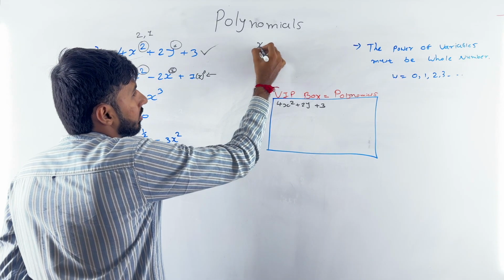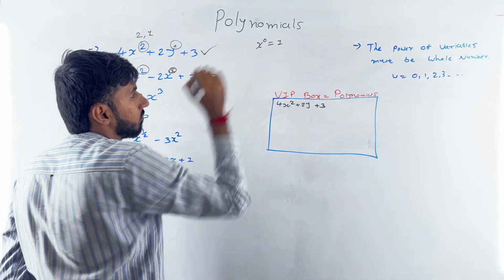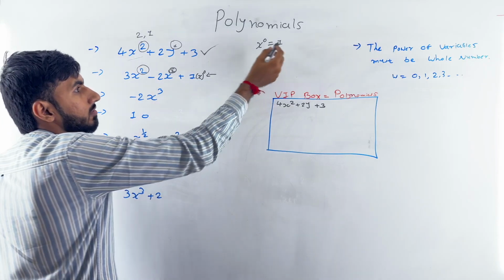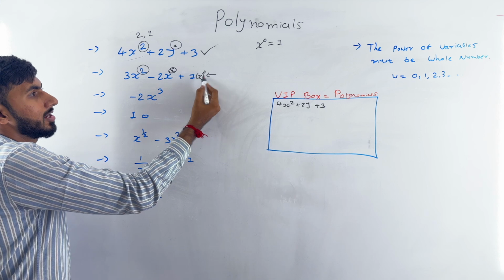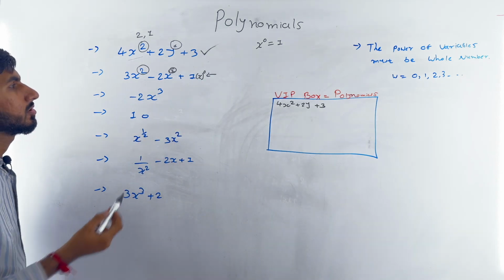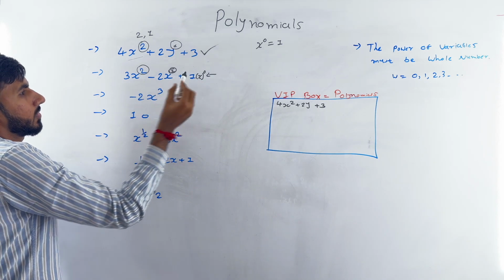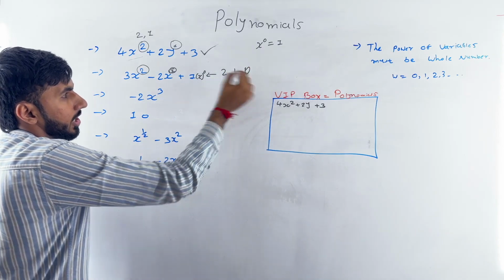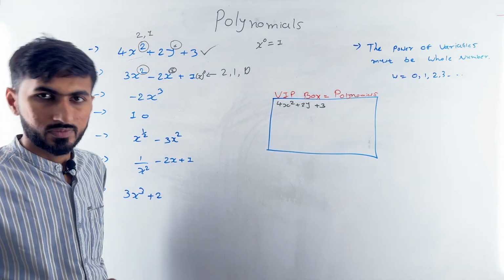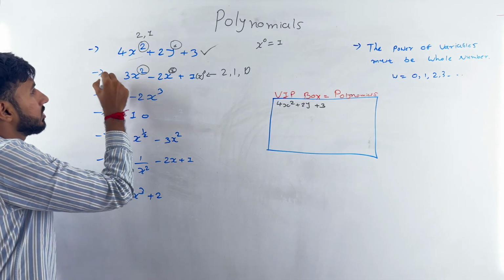Because anything, if I put a power as 0, my answer will be 1. So 1 multiplied by 1, answer will be same. So I can write x power 0, right? There is nothing to worry. So I got a power as 2, 1 and 0. Are those three whole numbers? Yes. So yes, it is a polynomial.